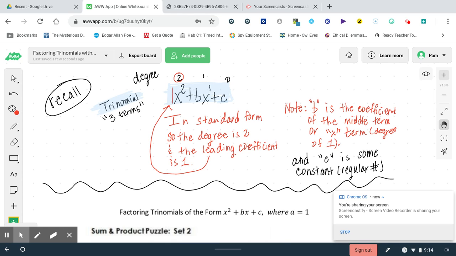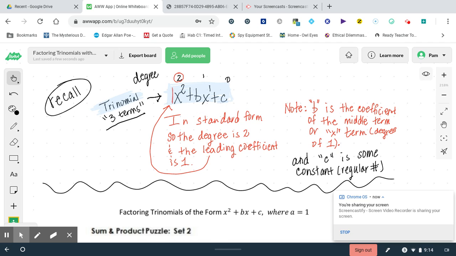All right, guys, for this lesson, we're going to be factoring trinomials of the form x squared plus bx plus c. The trinomial does have three terms. That's why it's called a trinomial. I'm going to underline it here. So it's a trinomial with three terms. And as you can see, here it is. It's in this form: x squared plus bx plus c.